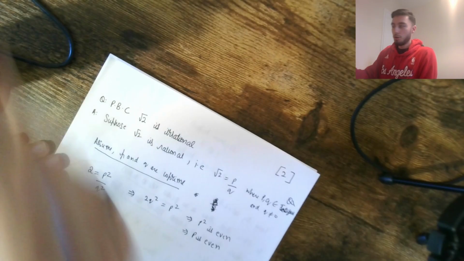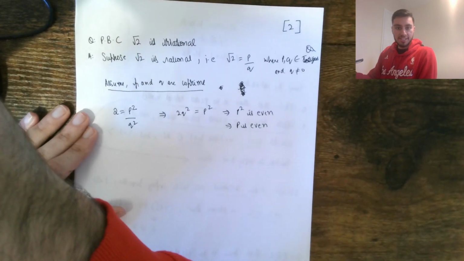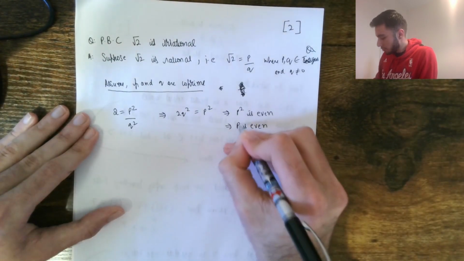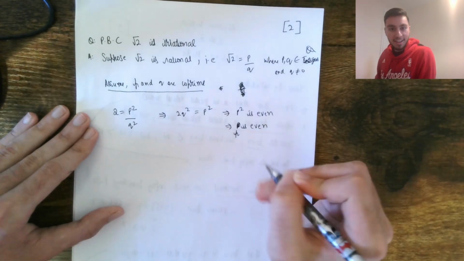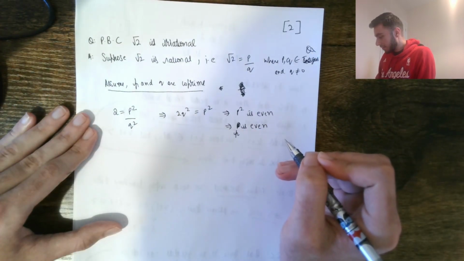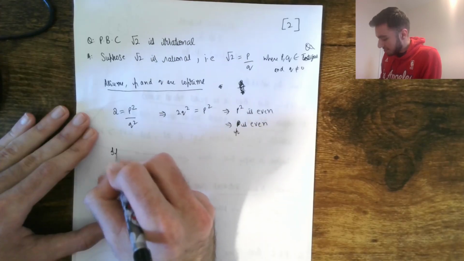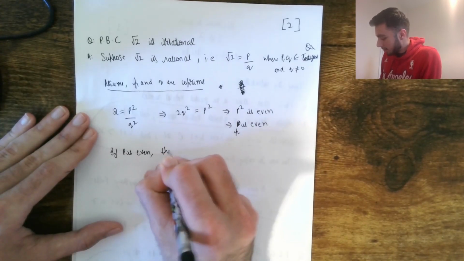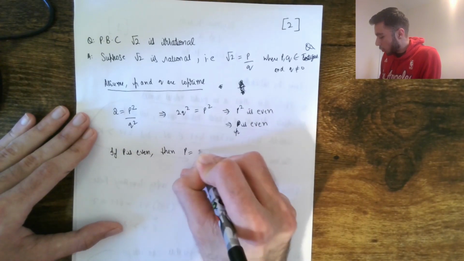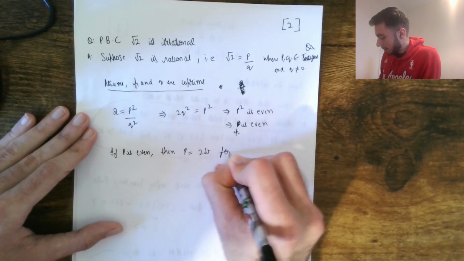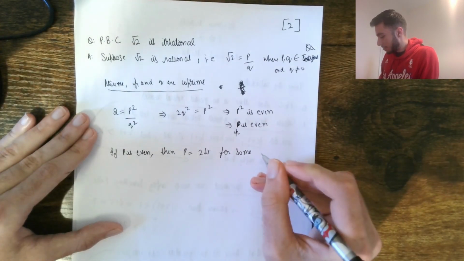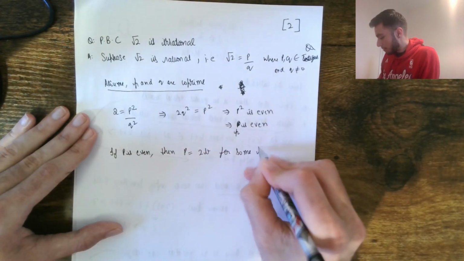2 squared is 4. 4 squared is 16. 8 squared is 64. Only an even squared is even. I should use small p. I keep changing the notation. p is even. Great. And now what I'm going to say is, if p is even, which is actually true by our assumption, then p equals 2b for some b, right? Because an even number can be expressed as a multiple of 2. So p equals 2b for some b.